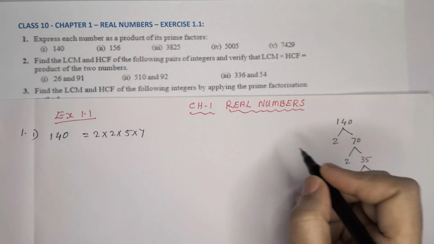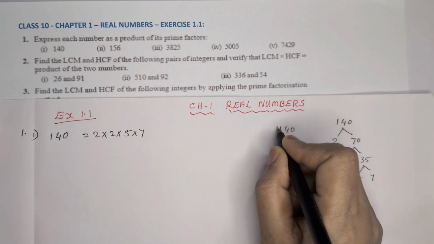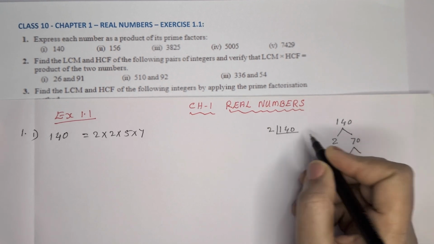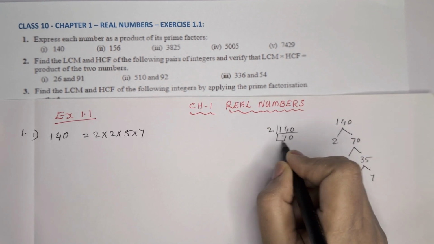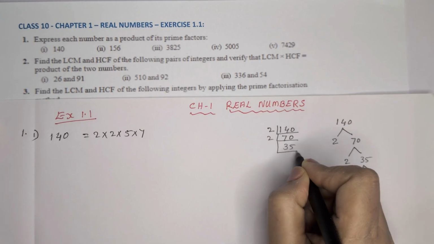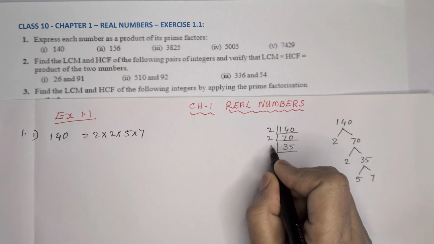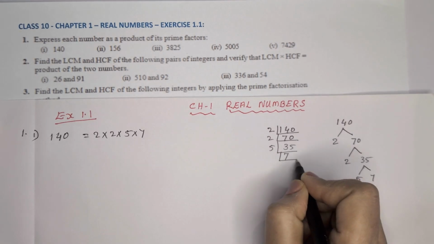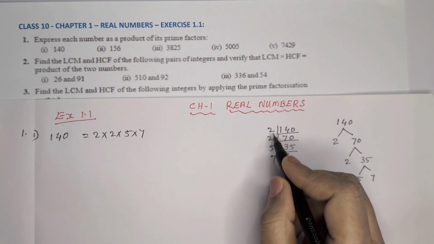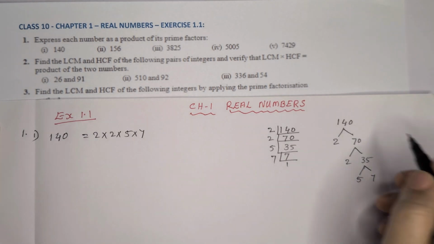Otherwise, the normal prime factorization method. 140, first prime number that is 2, divided by 2. Here 70 again by 2, 35. Then the next prime number, 3, will not go into that. Then 5, and 7 times 1 with the 7. So 2 into 2 into 5 into 7. Any one method we can follow.